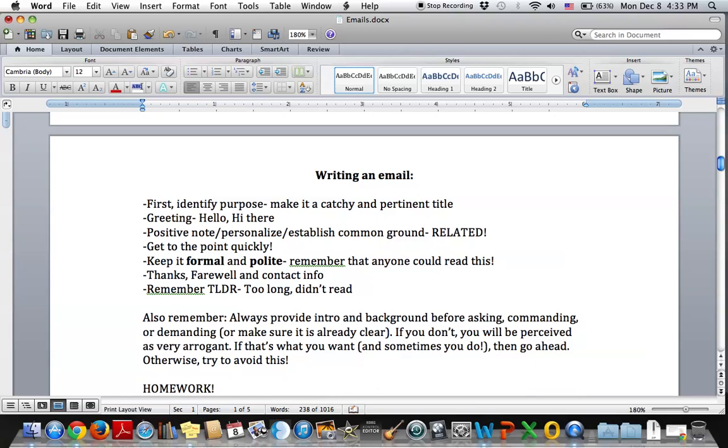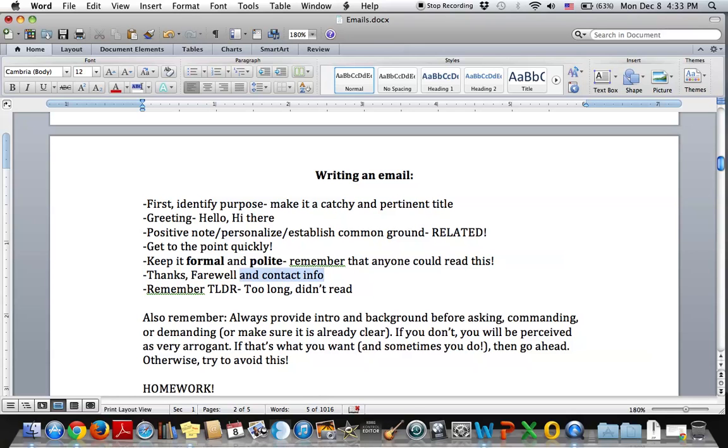So, as we've already said, there we go. We identify purpose, put that into our title. Put a greeting: hi, hello, how's it going? Something along those lines. A positive note, something related. We get to the point quickly. We keep it formal and polite. Just remember, anybody could read this. It might be on the news. And then we end with a thanks, a farewell, and contact information.